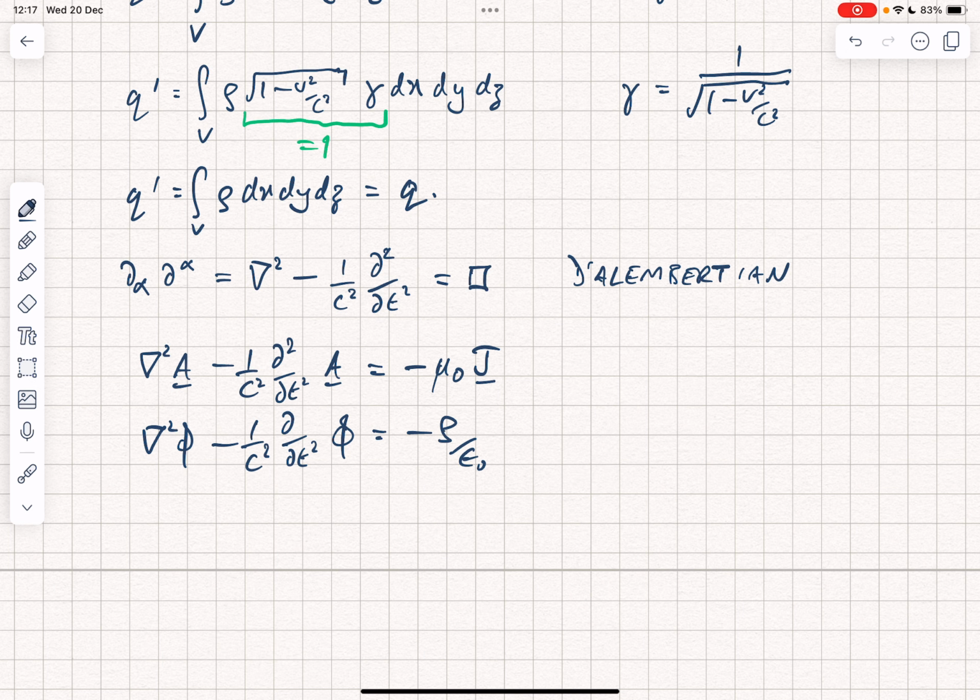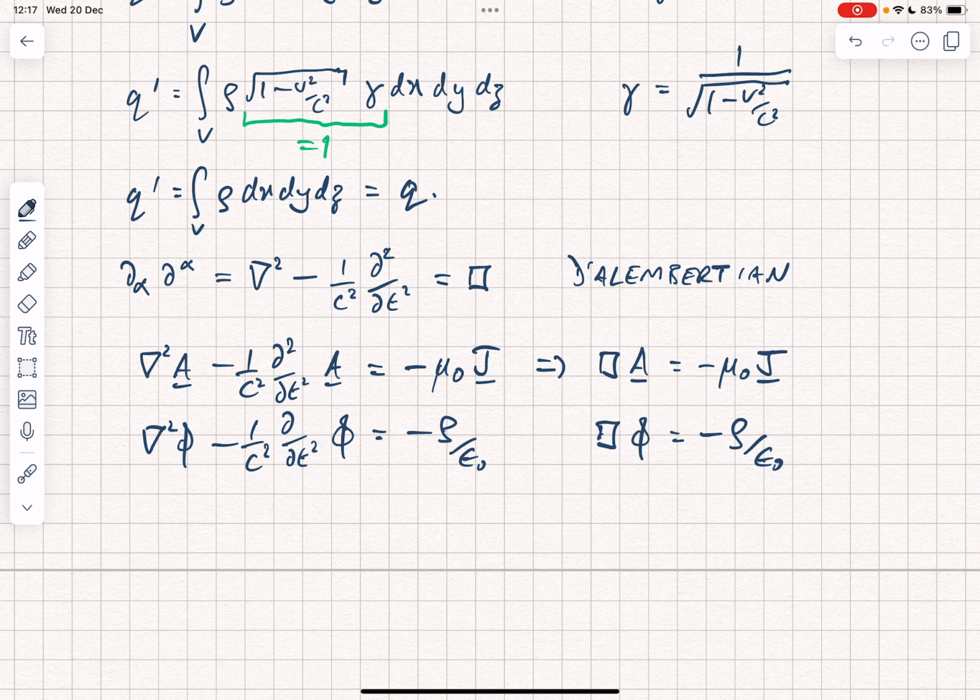And at this point you should be seeing exactly where we're going. So we can rewrite that as this box operator on A is equal to minus mu naught J. We've got this box operator on phi is equal to minus rho over epsilon naught, and at this point the only difference between those two equations is a factor of c squared. There's a factor of c squared we're going to have to worry about, but look at what we've got.